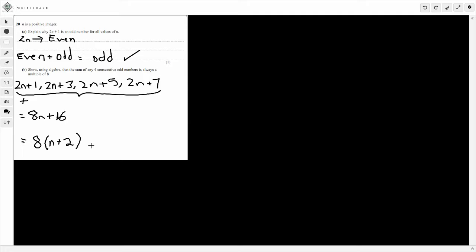And that's it. We've shown that it's a multiple of 8 by factoring out the 8 from the expression 8n plus 16. Factor the 8 out, we get 8 lots of n plus 2. And that's it, job done.